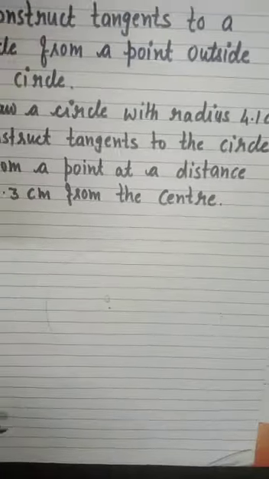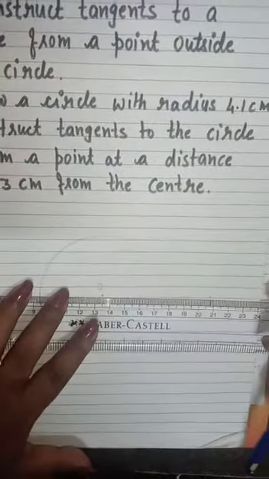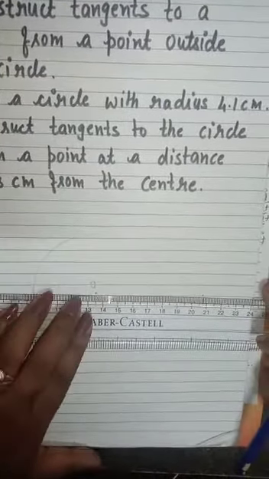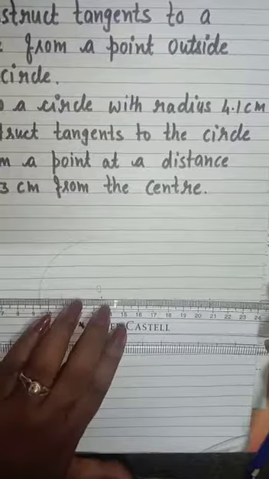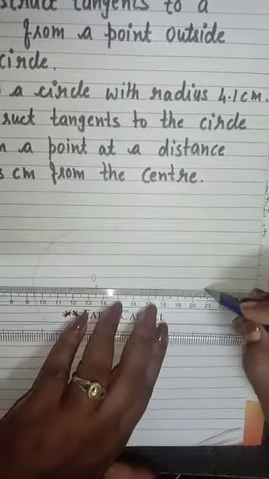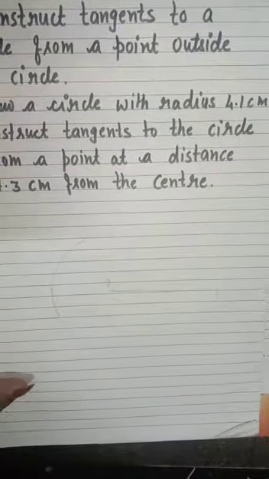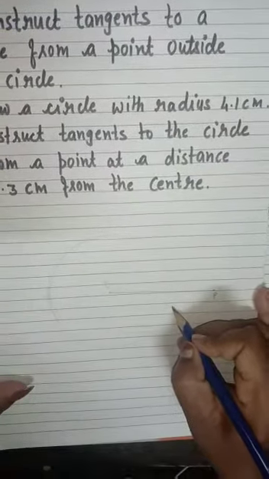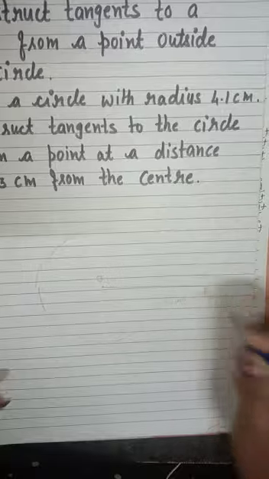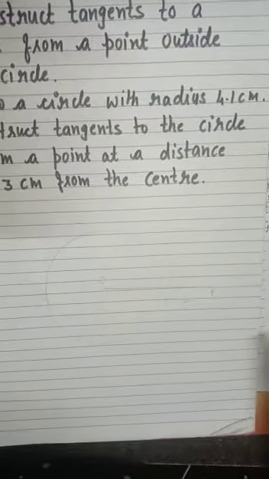Now I am going to join the center and the point. Anywhere you can take 7.3. So this is 7.3 centimeter, and then you join the center and the point.